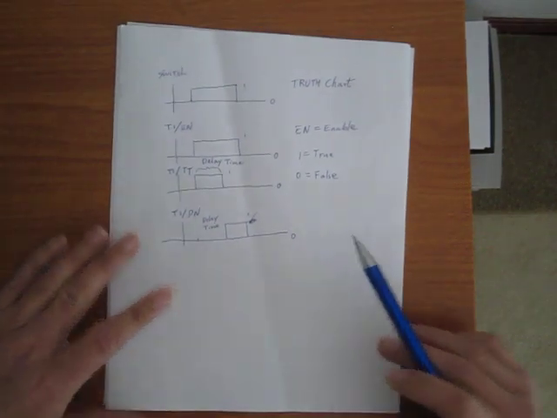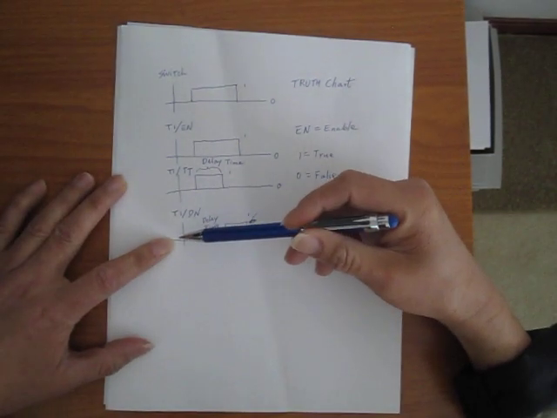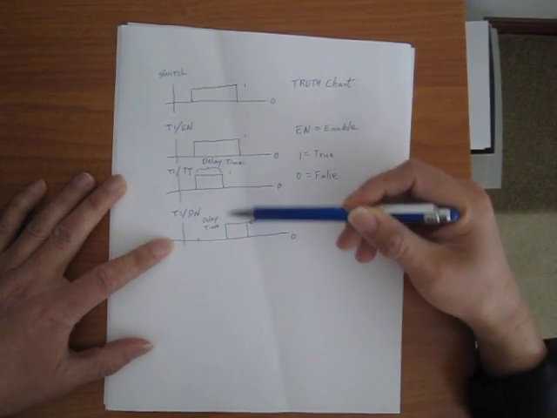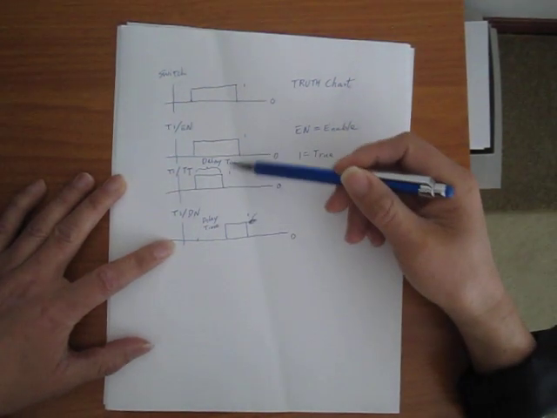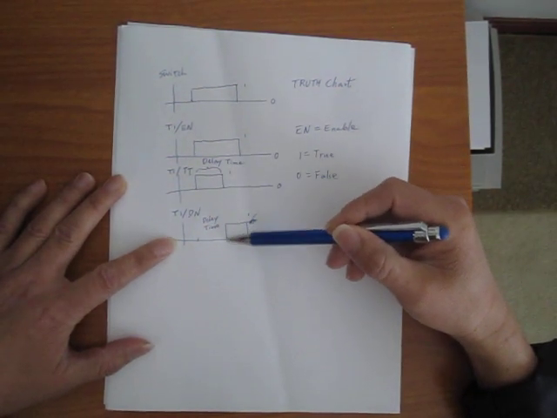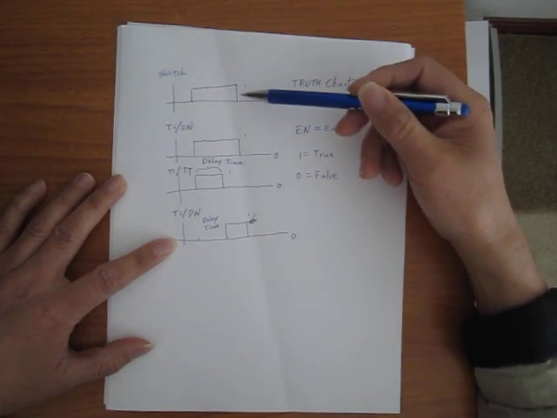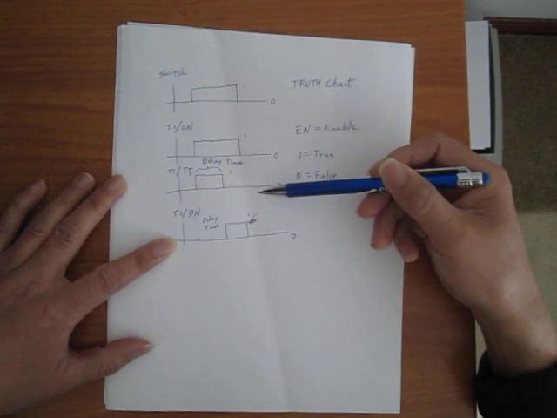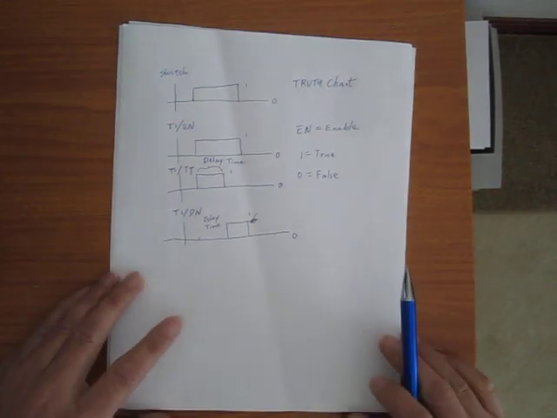Now, DN is a little bit different. DN will be 0 all the way until the delay time has elapsed. So after you pass the delay time, the DN will become true. Certainly when you turn the switch off, everything will be off. EN will be off, TT will be off, DN will be off.